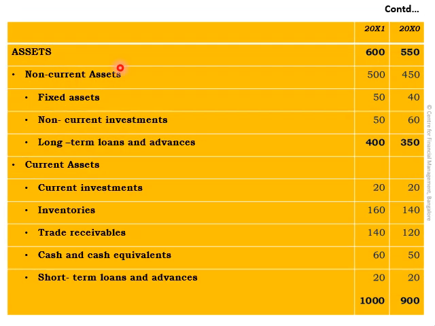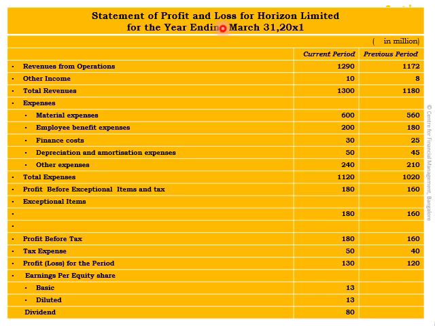The assets portion of the balance sheet is given here. It is divided in two parts: non-current assets and current assets. Details of various non-current assets and current assets are shown here. The statement of profit and loss for Horizon Limited for the year ending March 31st, 20X1 is shown here. We have information for the current period and the previous period. We have information on revenues, expenses, and net results of operations.